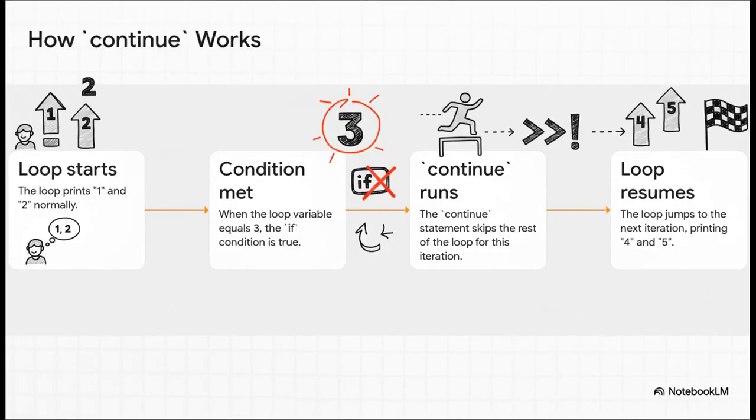Okay, let's walk through this to see it in action. Let's say we're in a loop that's printing numbers from 1 to 5, but for some reason we want to skip printing the number 3. So the loop starts. It prints 1, it prints 2. Then it gets to 3. Our if condition is now true, which triggers the continue statement. And boom, it immediately skips the print command and jumps right to the start of the next cycle. So what happens next? It prints 4, then it prints 5. The loop finishes, and we've perfectly skipped just that one step.